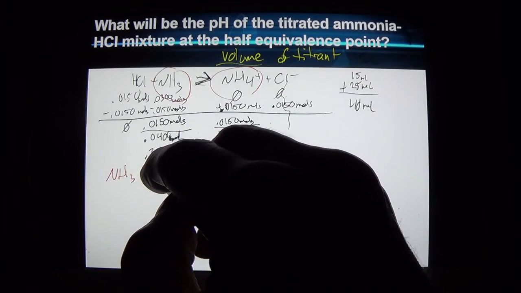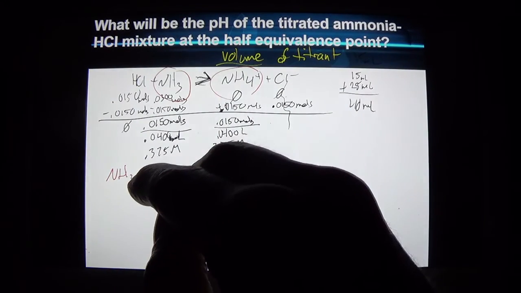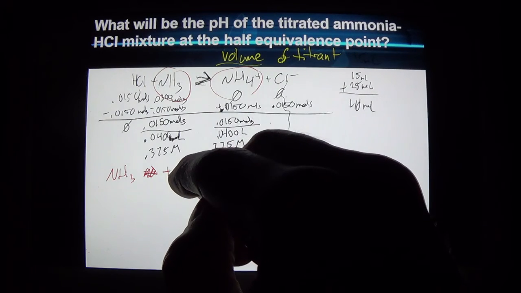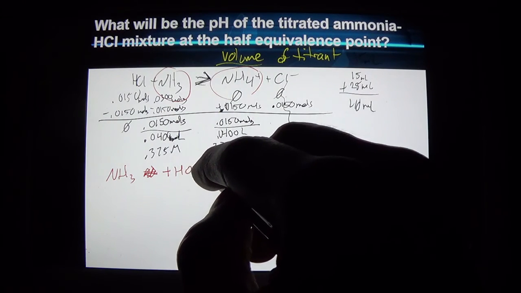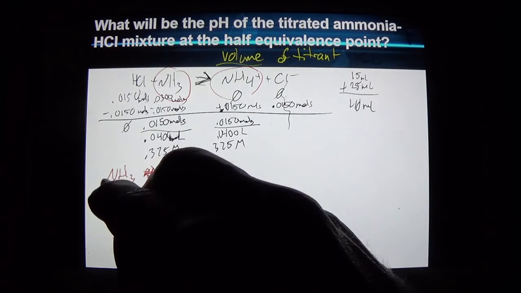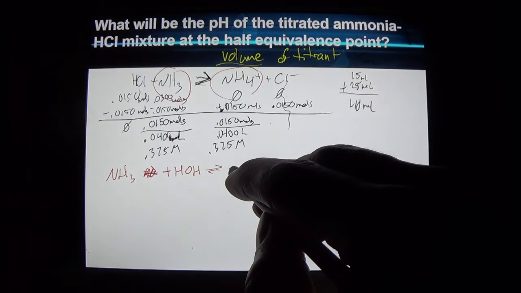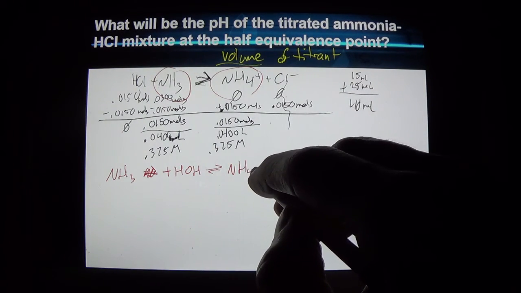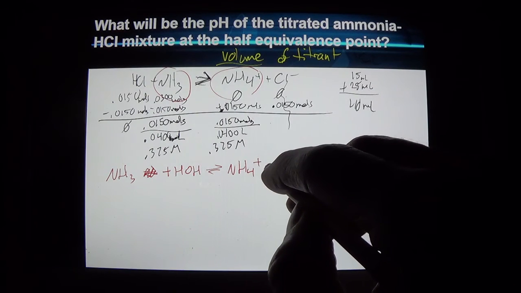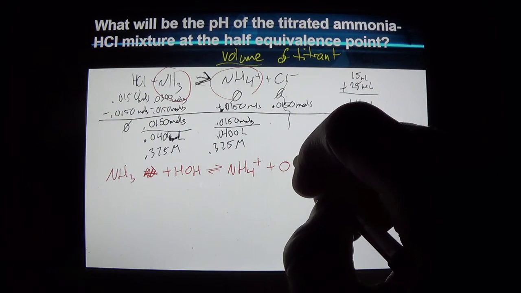So ammonia will react with water. You really won't know what's going on unless you add the water in. Ammonia will react with water to grab a hydrogen off water and make ammonium ion, and we have leftover hydroxide.